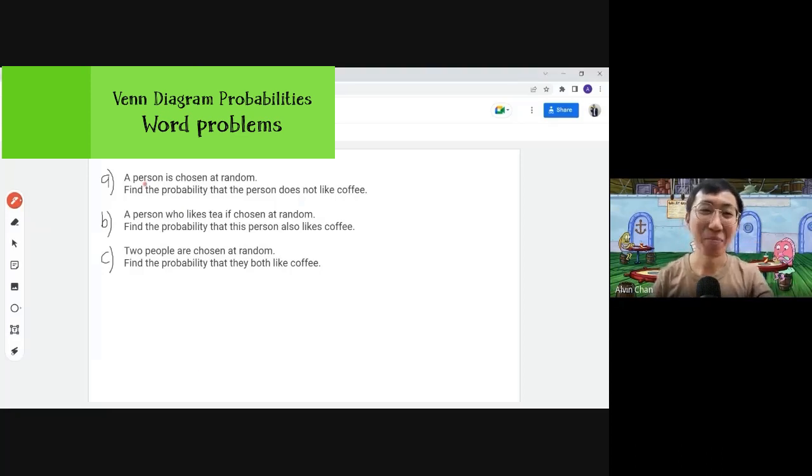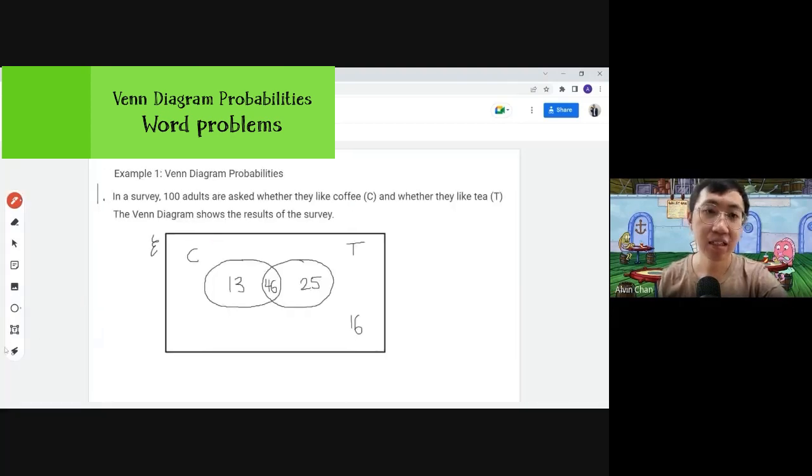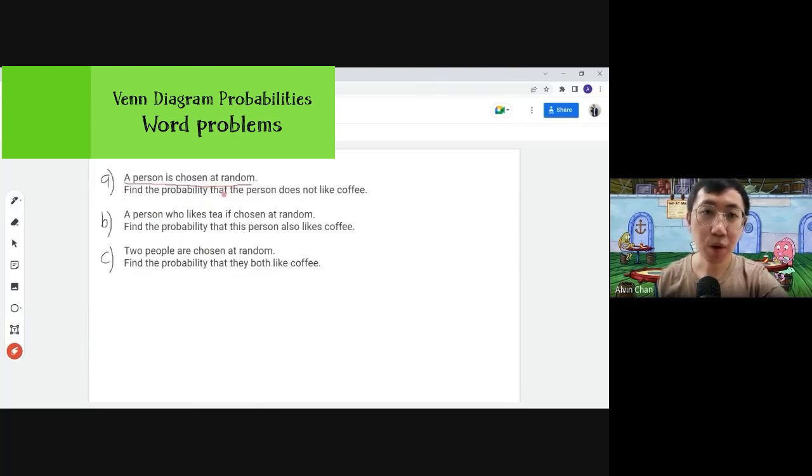Okay, a person is chosen at random. Okay, I teach you the trick. When you do set and Venn diagram probability, highlight the first sentence. This one, you highlight the whole thing. You must find out how many person they try to get the answer from. So a person chosen at random means the whole class. The whole 100 people are being targeted from this. Okay? So find the probability that the person does not like coffee.